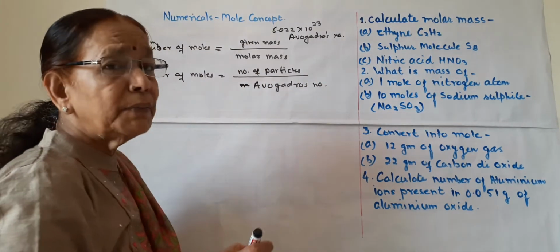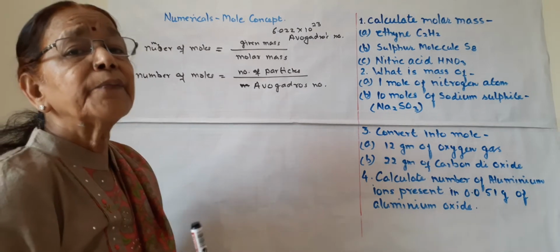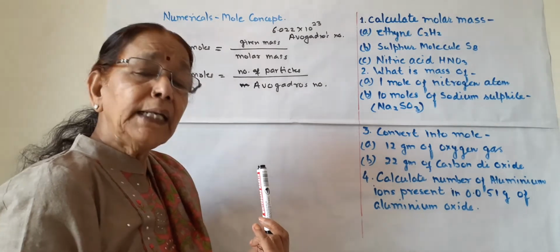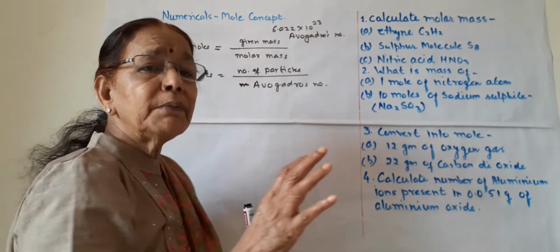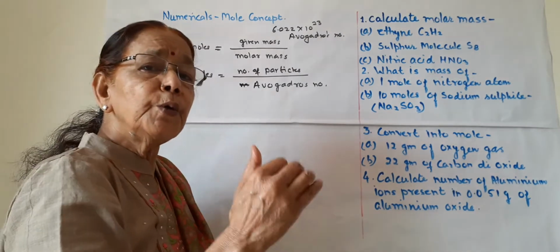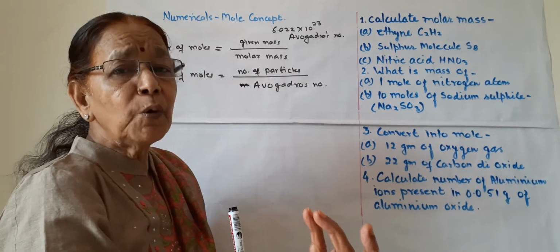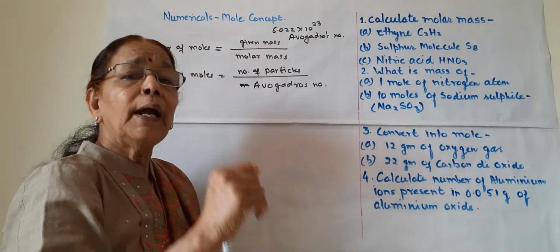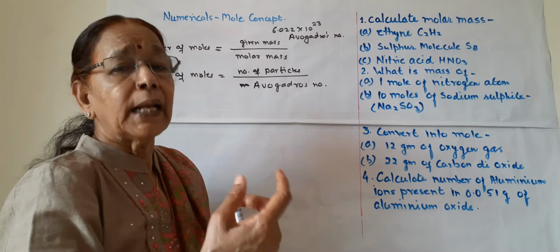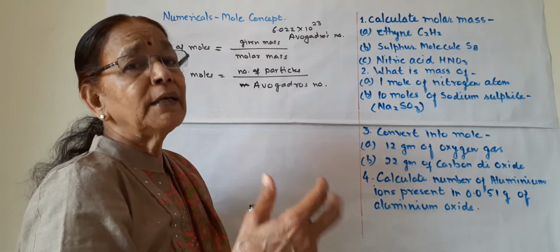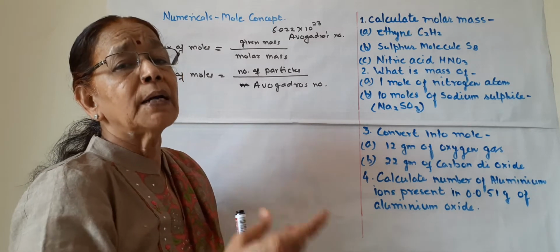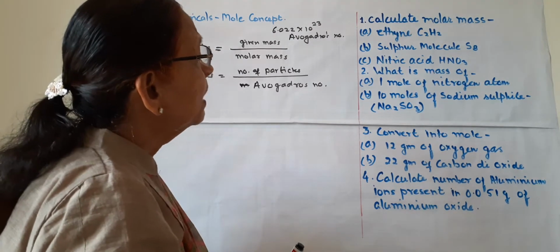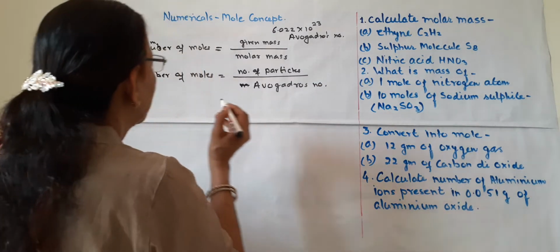We know what is molar mass. Molar mass is atomic mass or molecular mass in grams. That is, atomic mass is in U. So the U is changed with gram and it is the molar mass of that atom. Molecular mass is in U and U is changed to gram, and that molecular mass will be now the molar mass of that molecule. We see how the first molar mass of ethyne has to be calculated.